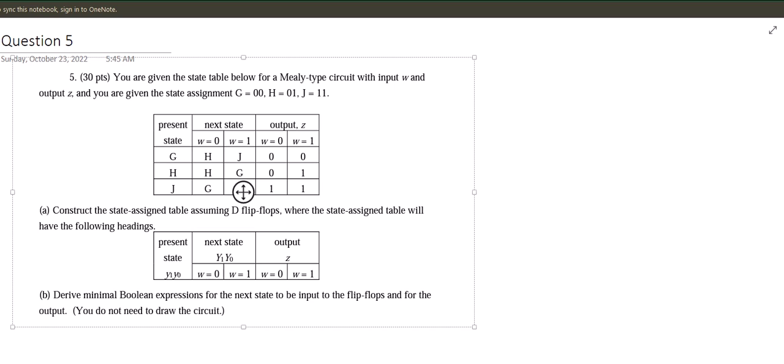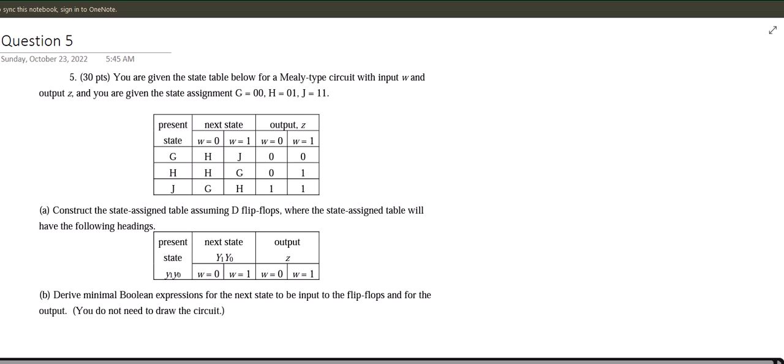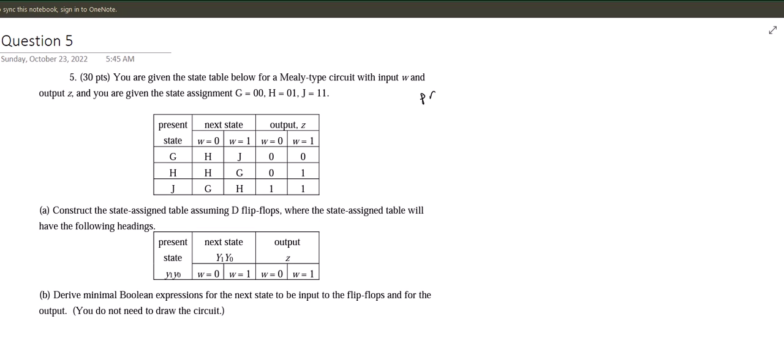Okay, so these are usually pretty easy, so you just have to translate from the letters to the numbers. The only thing you have to remember is that you have to account for every possible state. So in this example, there's one state that's not being used.